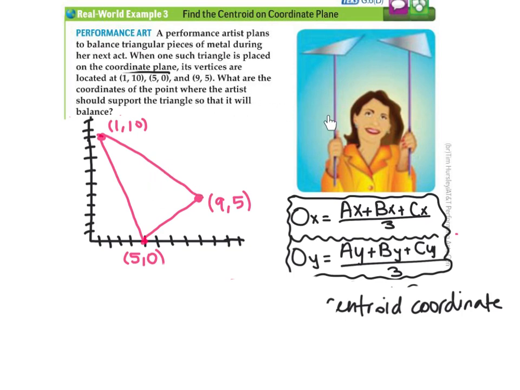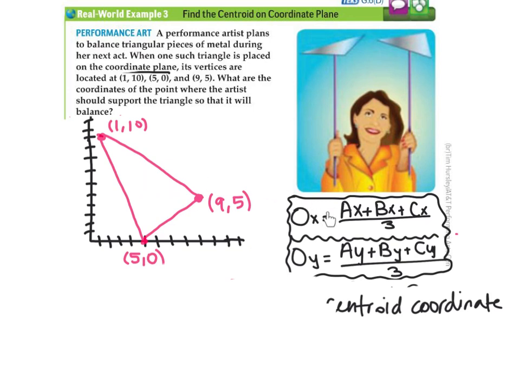So what's happening, we have a performance artist, she's wanting to balance these triangular plates on the sticks, okay? If anybody's tried balancing anything, you know you have to get your balance point right in the sweet spot, right there in the middle. So there's a term for that. That's called the centroid. It's the centermost midpoint, where all of your midpoints come together. It's going to be the most balanced. So we want to find the midpoint location of this coordinate.